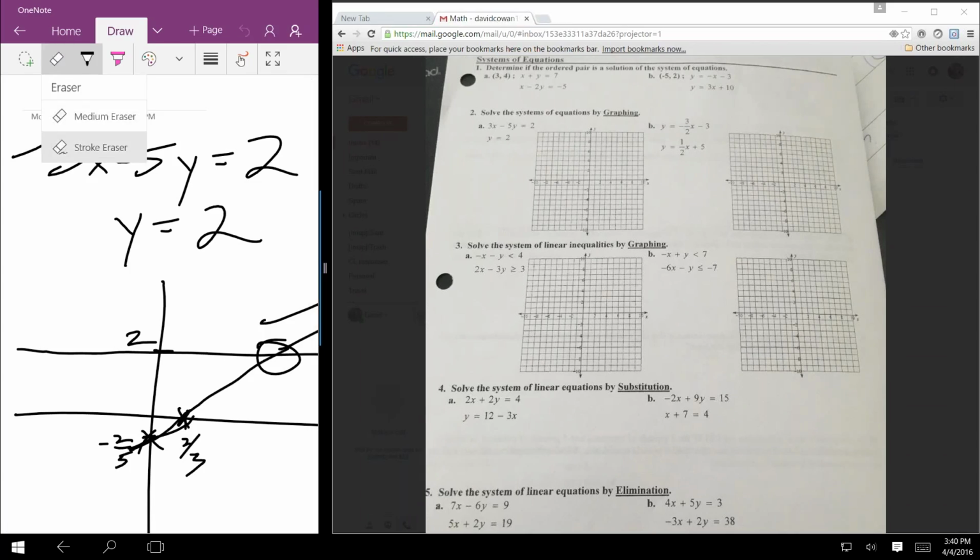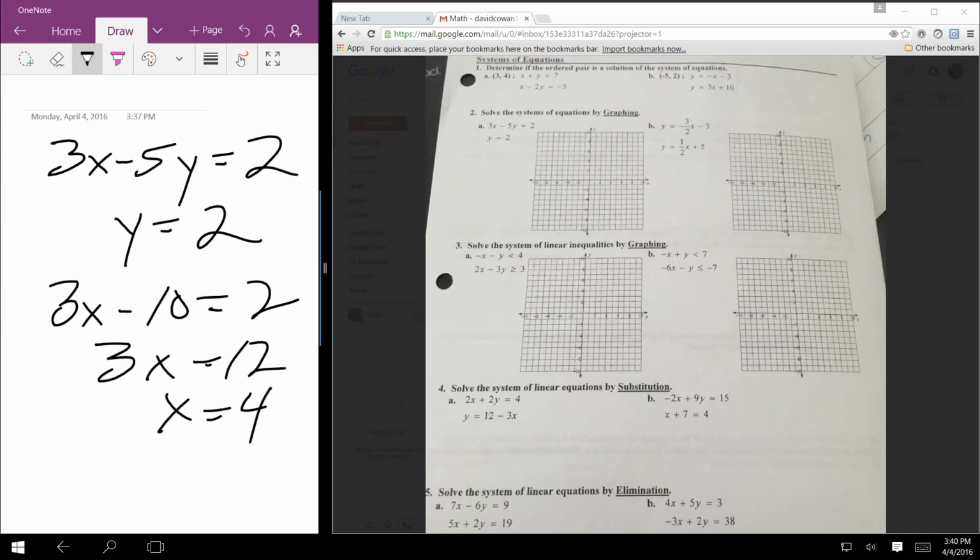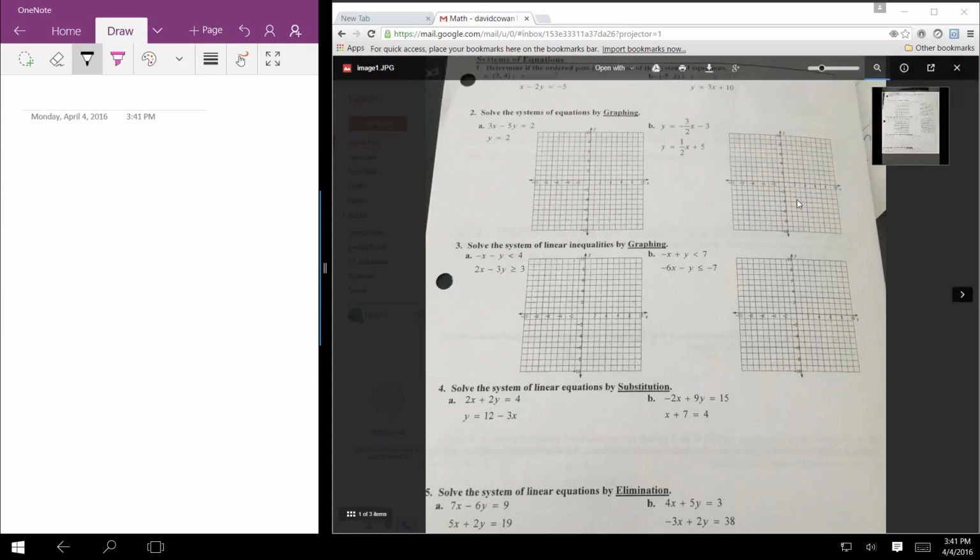So what's a much better way to do this problem? I understand that she requested a graph, but what's the best way to solve for x and y? Use substitution. Okay, so I got 3x minus 10, substituting 2 for y. Add the 10. 3x equals 12, x equals 4, and they already told me that y equals 2. So there's my solution, 4 comma 2, which I could come up with exactly when I do it algebraically, but not so exactly when I do it graphically. So maybe if you have this kind of paper that's already gridded up, you can come up with a solution graphically.